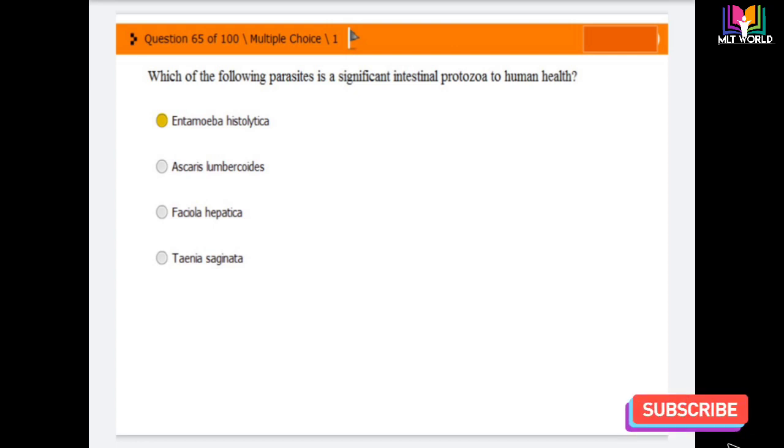Question number 65. Which of the following parasites is a significant intestinal protozoa to human health? Options are, first option is Entamoeba histolytica, next option is Ascaris lumbricoides, third option is Fasciola hepatica, and the last option is Taenia saginata. And the correct answer is the first answer, Entamoeba histolytica.